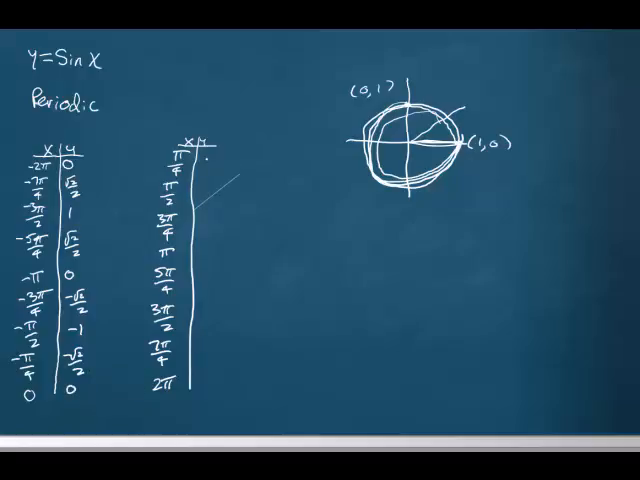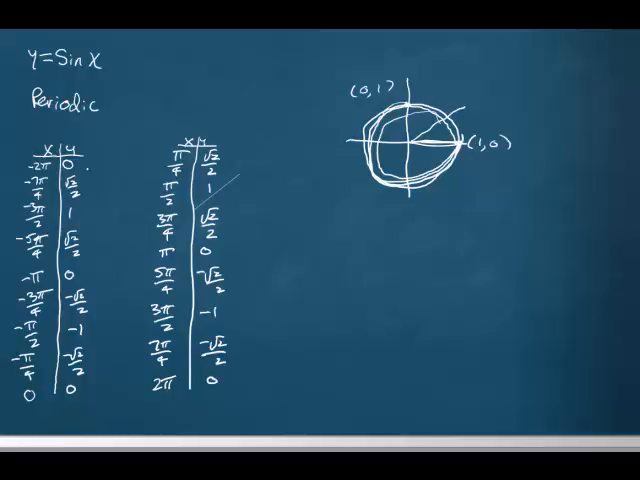Then at pi over 4, we would have square root of 2 over 2. And at pi over 2, we'd have 1. At 3 pi over 4, we'd have the square root of 2 over 2. At pi, we'd have 0. At 5 pi over 4, minus the square root of 2 over 2. At 3 pi over 2, minus 1. Minus square root of 2 over 2, and 0 again.